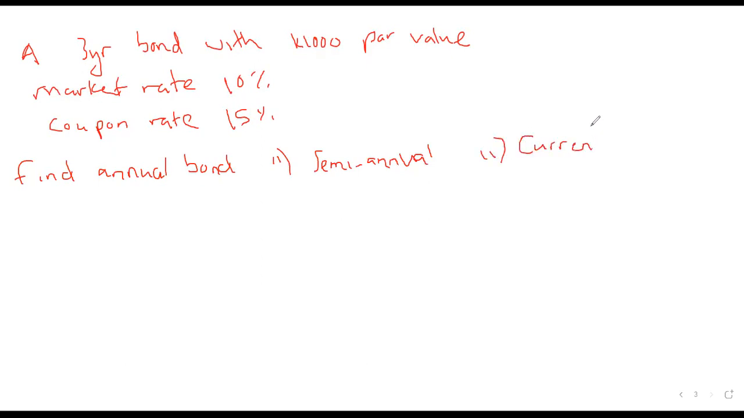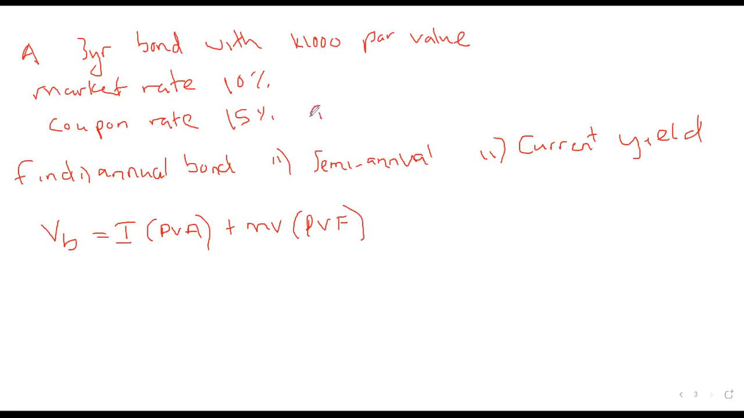Now, to find the annual bond, we know the formula of a bond is simply given by what? The value of the bond will be I, the coupon value, times the present value annuity factor, plus the maturity value times the present value factor. The small i, the coupon rate, is just used to calculate the capital I by multiplying the coupon rate times the par value. So I here is 0.15 times 1,000, which is 150.